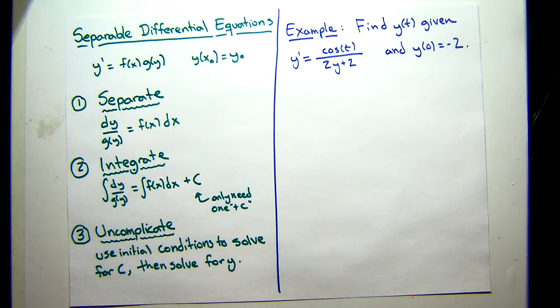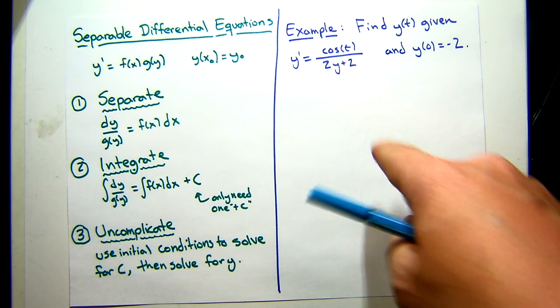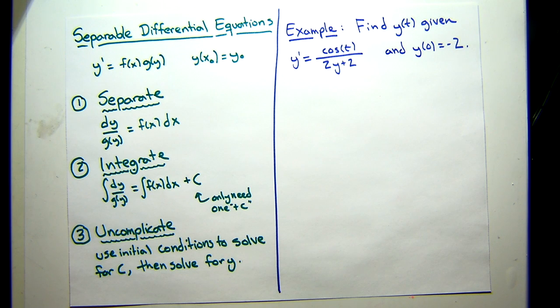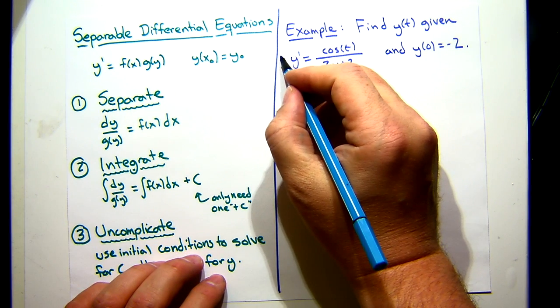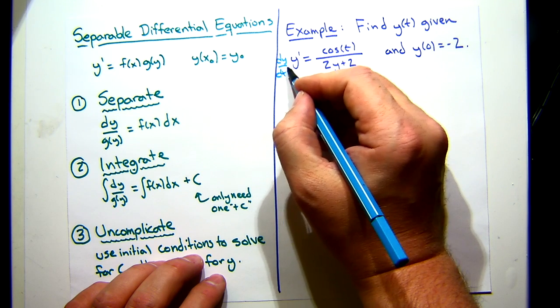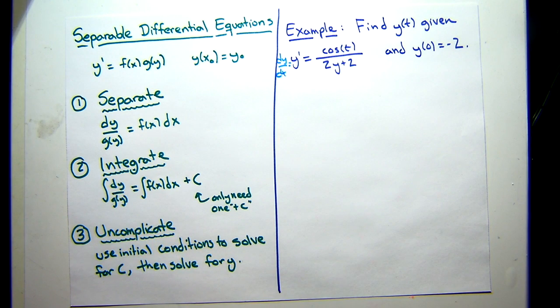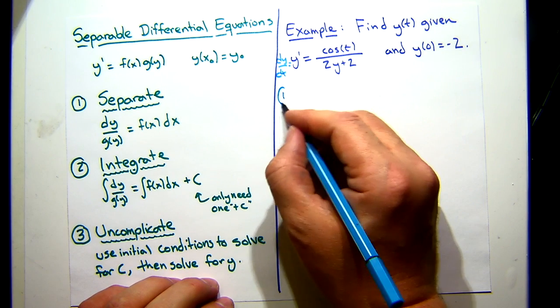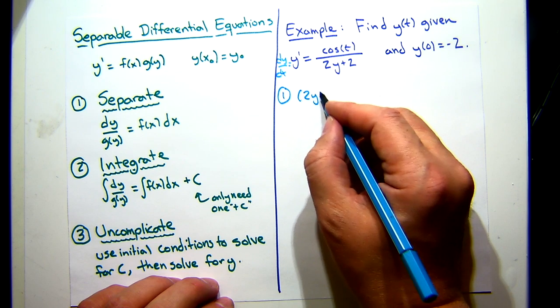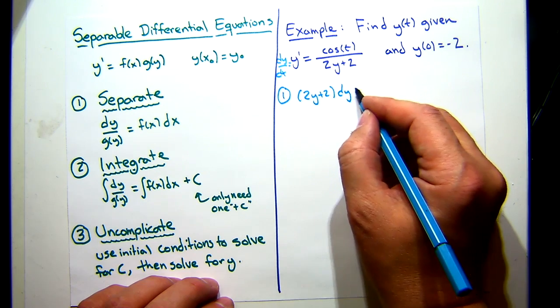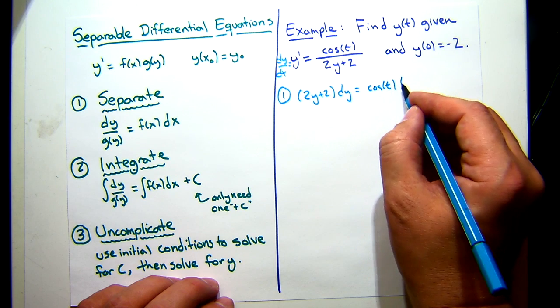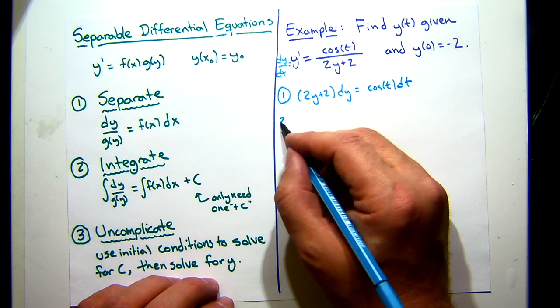So here we go, our last example. We're told that y prime is cosine of t over 2y plus 2, and that y of 0 is negative 2. We want to find y. Don't worry about the fact that this says t, not x. We're not tied to variables. So this y prime you should think of as dy dt. So dy dt is cosine t over 2y plus 2. So the first step is to separate. 2y plus 2 dy is cosine of t dt.